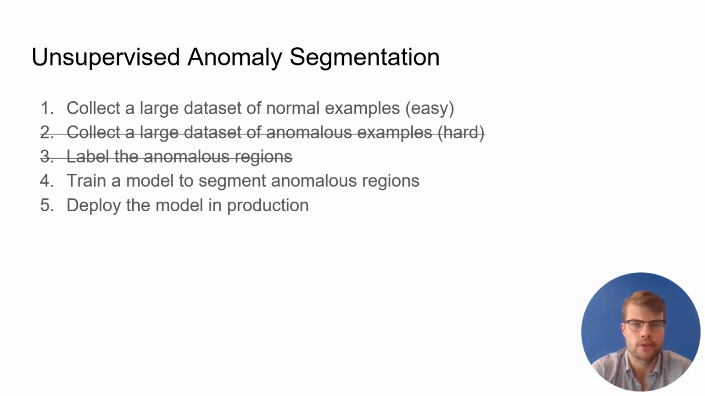Now, anomalies constitute rare events that deviate markedly from normal patterns. Anomalies can thus be segmented by identifying image regions with low probability under a probabilistic model of normal data. And this is the idea behind unsupervised anomaly segmentation, which only needs normal examples.